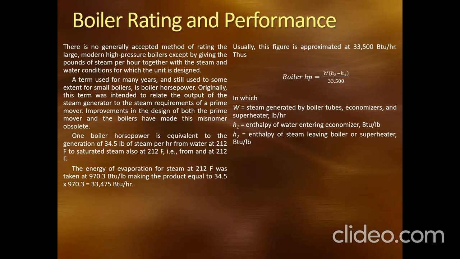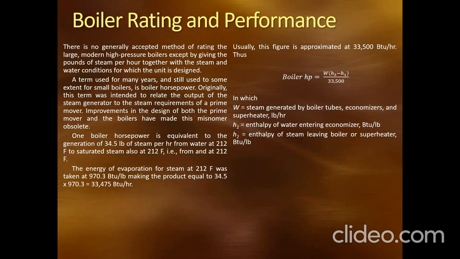So, what you see in the reviewers is 33,500. The actual is 33,475. So, the boiler horsepower is equal to W times (S2 minus S1) over 33,500, in which W is the steam generated by the boiler tubes, economizer, and superheater, in pounds per hour.